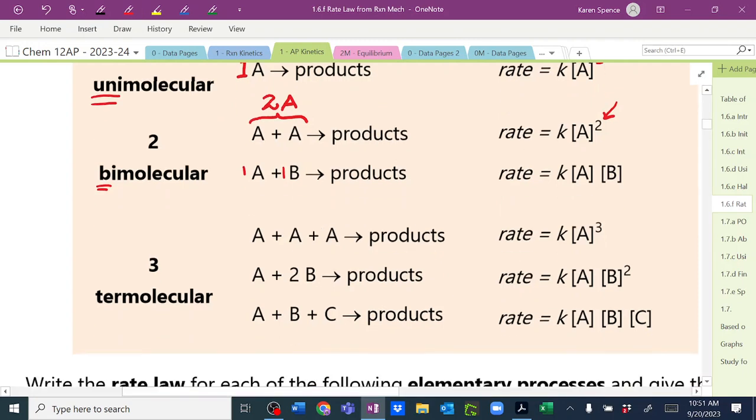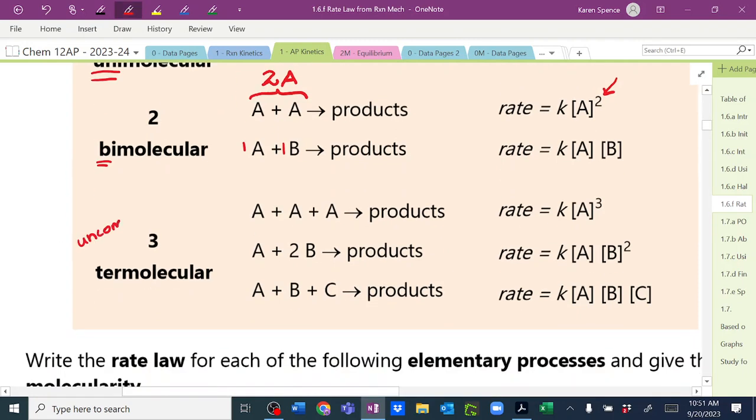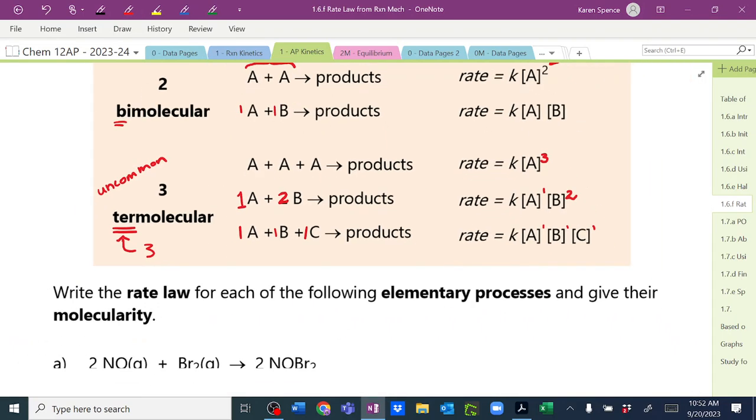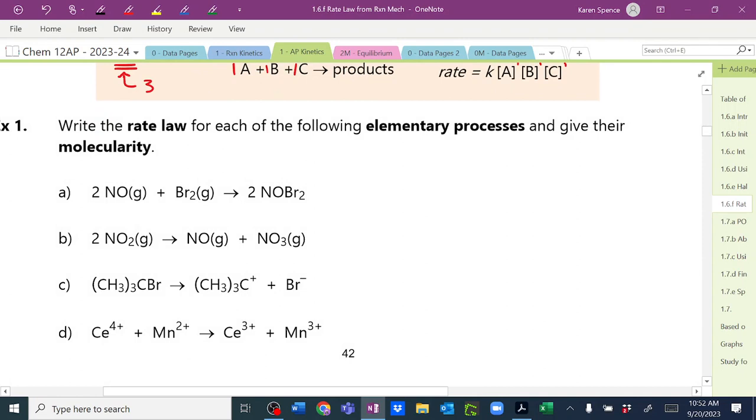Is that good? Okay. Now, uncommon but still occurring from time to time, is the termolecular. Ter means 3. Okay, so you've got AAA. So you've got A to the 3. You could have A plus 2B. And you could say, okay, the A is going to have an exponent of 1, and B has an exponent of 2. Here we got 1, 1, 1, so each A, B, and C are all raised to the 1. Straightforward enough? Okay, awesome. So you guys are going to write the rate law for each of the following elementary processes, and you're going to give their molecularity, which means unimolecular, bimolecular, termolecular. Okay?